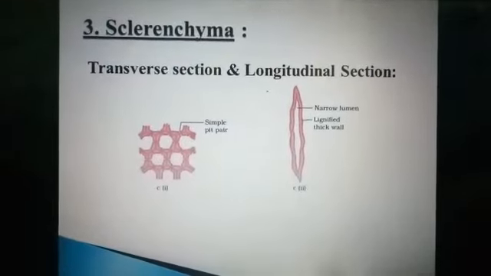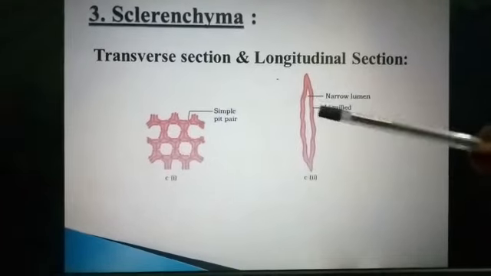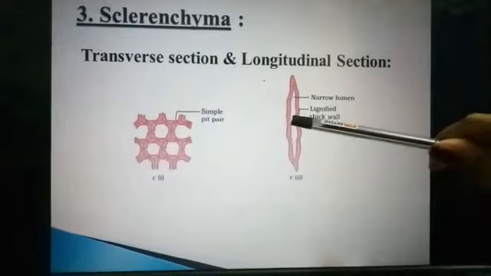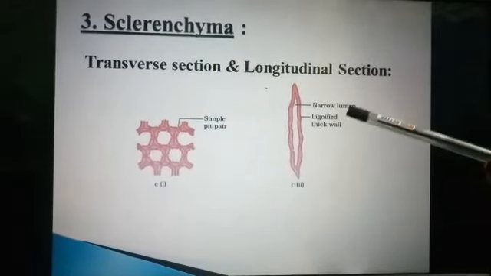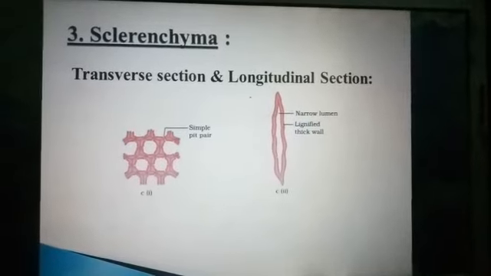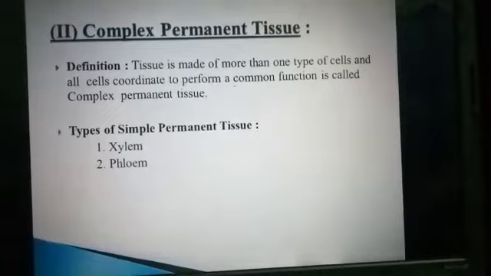Next is about transverse section and longitudinal section. Overall thick, just look here, when it is the longitudinal, vertical section, it appears like this. The lumen is narrow and the walls are thick all over. And why is it thick? Lignin. Very good. Then next, number 2 is complex permanent tissue.